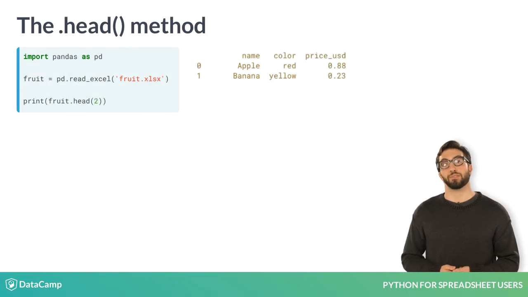We can pass an optional argument to the .head method if we wish to display an alternative number of rows. Here, we pass a 2 in order to display the first 2 rows of data.